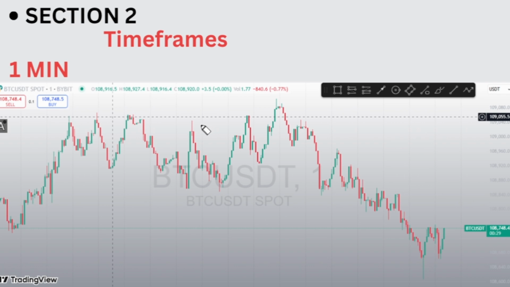Section 2. Time frames. Now, time frames confused me at first, but here's what I understand now. A candlestick represents a certain period of time. For example, we're on TradingView now, and we're on a 1 minute chart. What you need to understand here is that each candle you're seeing represents 1 minute. It's basically the whole trading activity that happens within 1 minute. So this candlestick is giving you the mini story of what the buyers and the sellers did in the market within 1 minute.